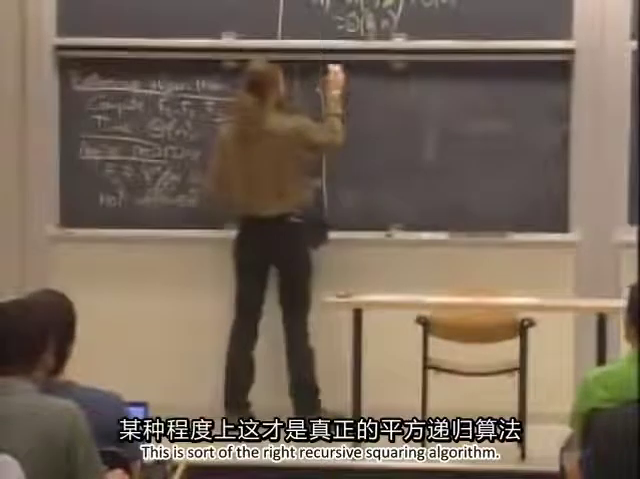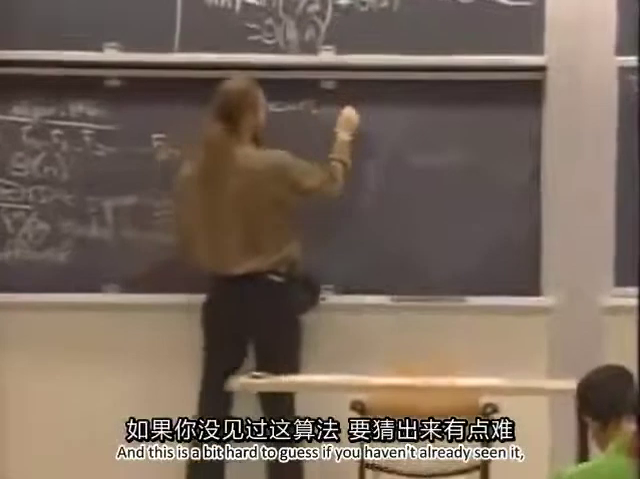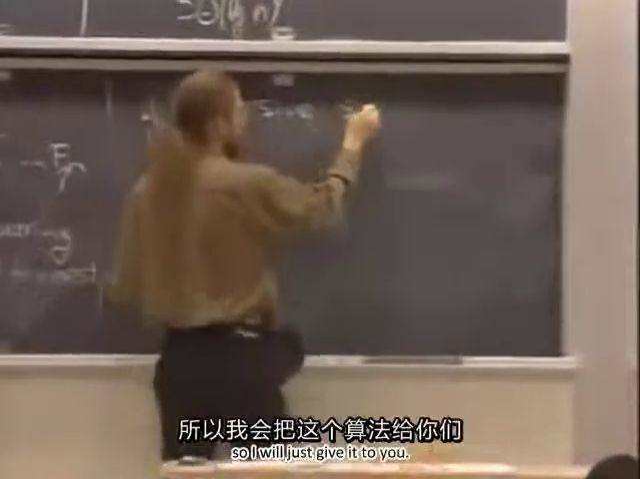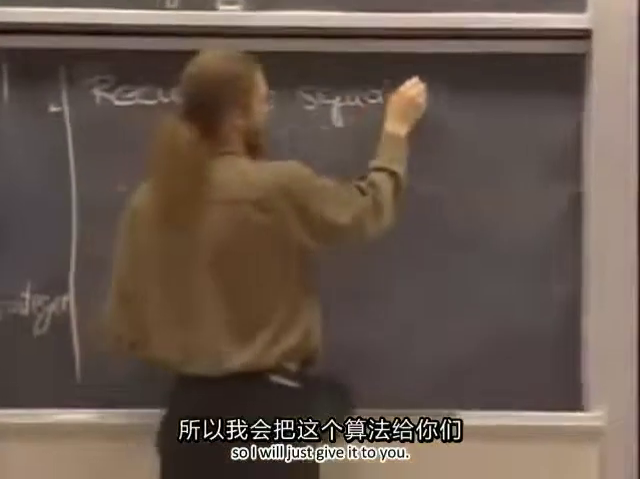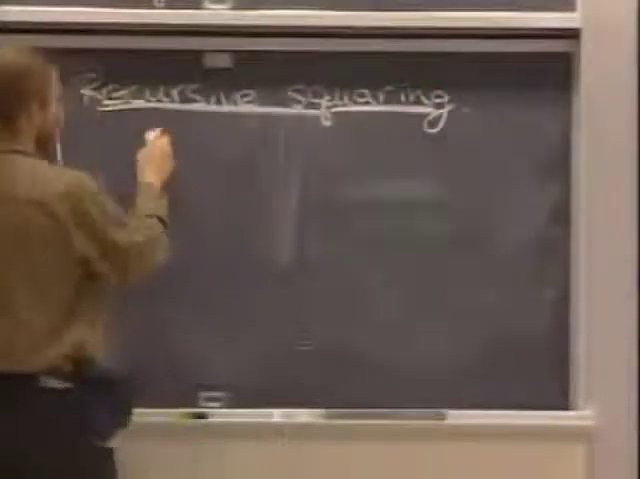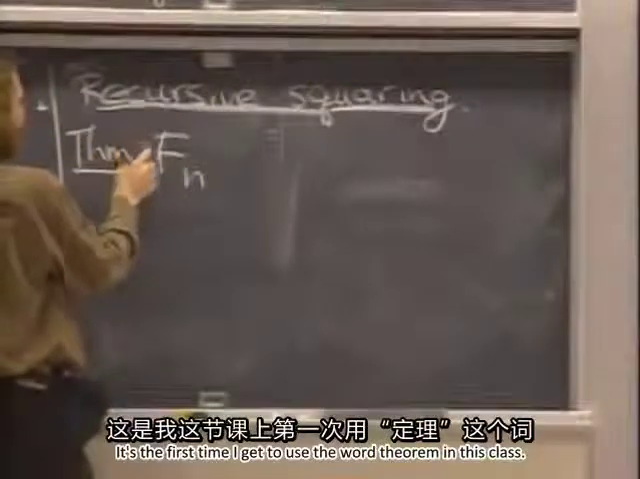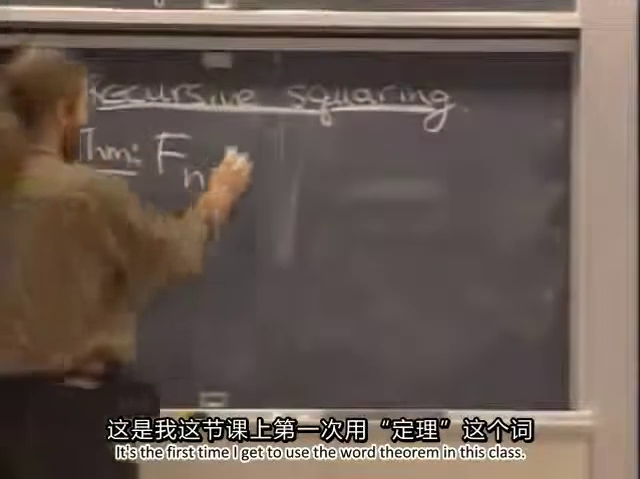So this is sort of the right recursive squaring algorithm. And this is a bit hard to guess if you haven't already seen it. So I will just give it to you. Turns out, I'll call this a theorem. First time I get to use the word theorem in this class.